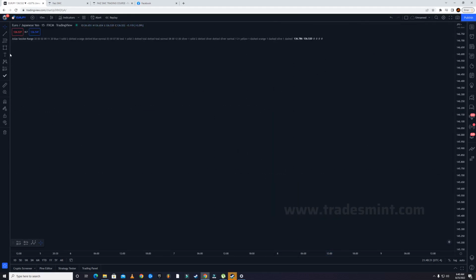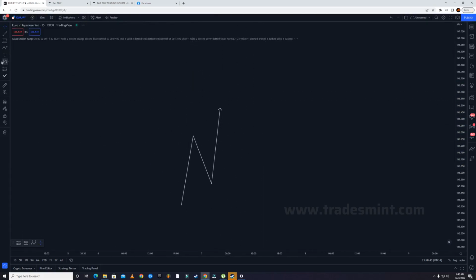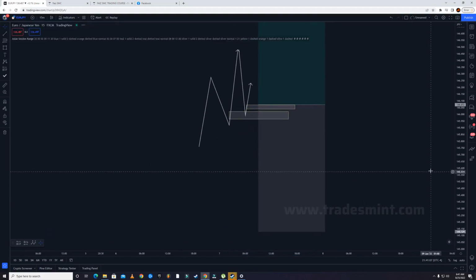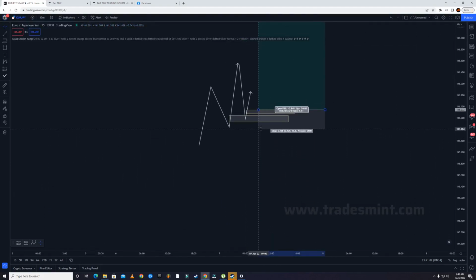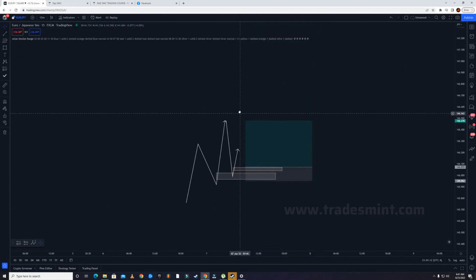Same for a continuation pattern. Let's say we are in an uptrend. Price makes another higher high, right? And we got this fair value gap around here and order block. So this would have been an ABC pattern as well. So what happens? Price comes into this level, goes up, creates a fair value gap. Okay, and then you target the high. That is it, guys.